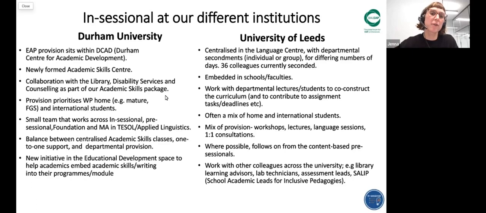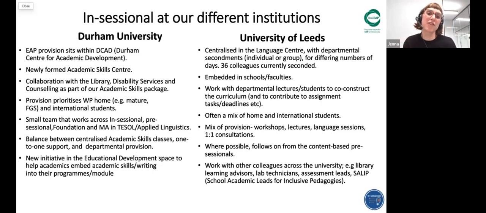Because we're seconded to schools and faculties, we are embedded within those schools and faculties, and we work with departmental lecturers and students to co-construct the curriculum, and also to offer and contribute advice on things like assessment tasks and deadlines. Within our sessions, we are open to all, so we often have a mixture of home and international students. Depending on what the school has asked for and conversations with the school, we also provide a mixture of provision. For example, in food science, I run workshops, deliver lectures, give language sessions, and also offer one-to-one consultations.